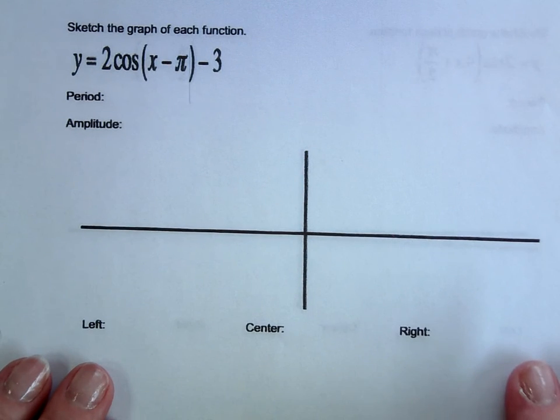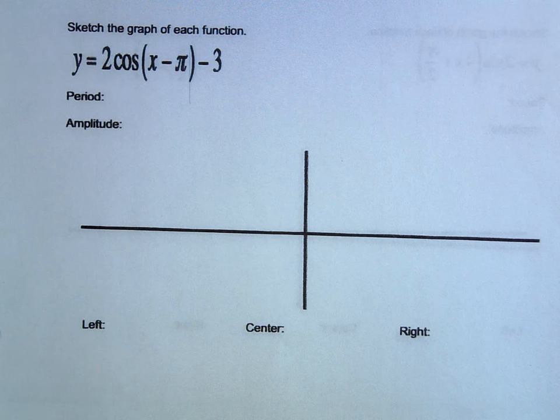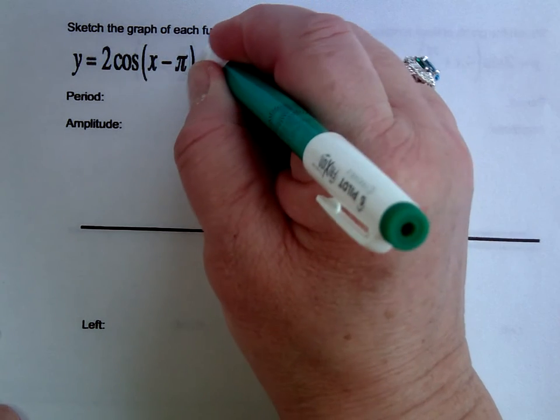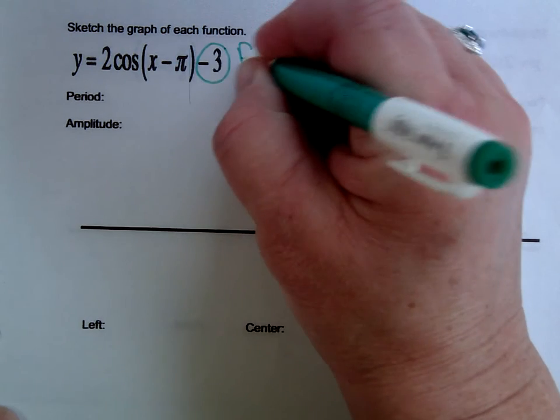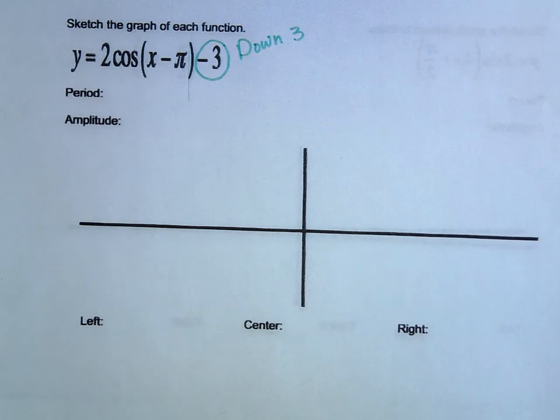This one, I do have one thing to put on hold. Can you figure out what it is? There's no negative in the front. It's got to be this 3 in the back. This means it's going to go down 3. Otherwise, I'm just graphing the way I normally graph. Now, that doesn't come in until the very end, so I don't have to worry about that quite yet.